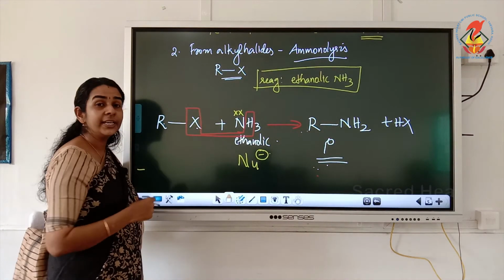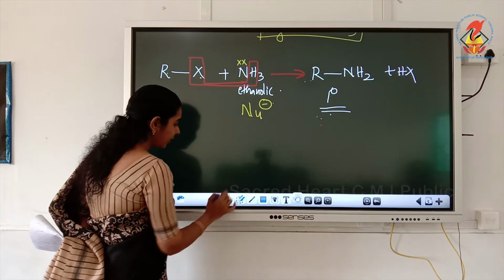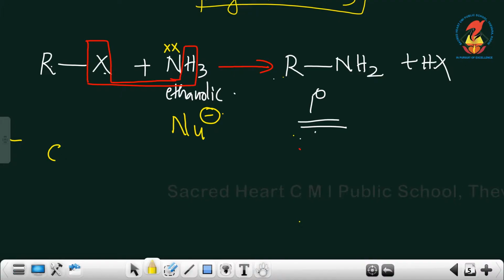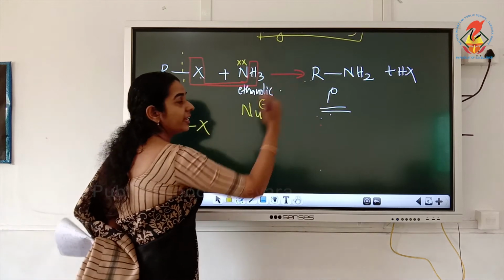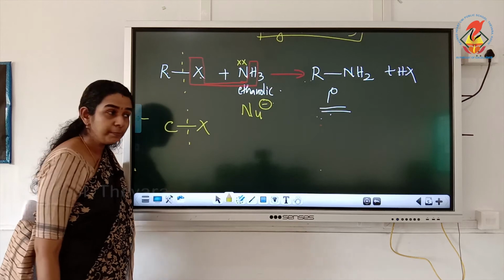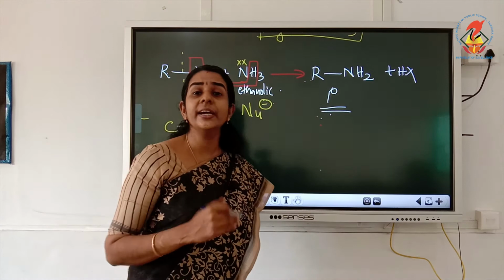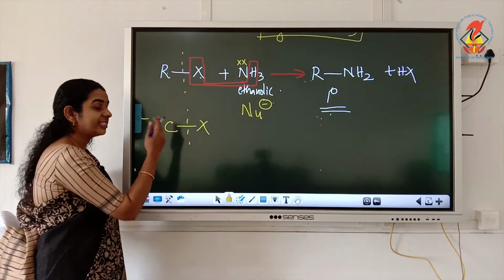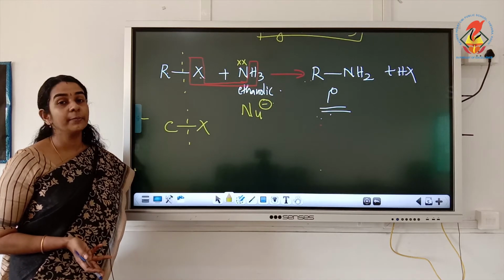Now, why is it known as ammonolysis? Because here there is splitting of the carbon halogen bond. The RX bond is breaking. By breaking the RX bond, we are substituting the halogen by the NH2 group. So there is splitting of the carbon halogen bond by using ammonia. Very simply, we can define it: splitting of the CX bond using ammonia is called ammonolysis.